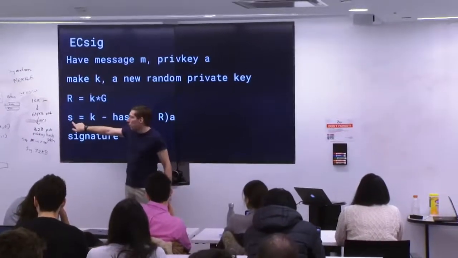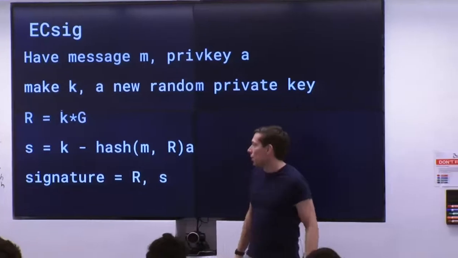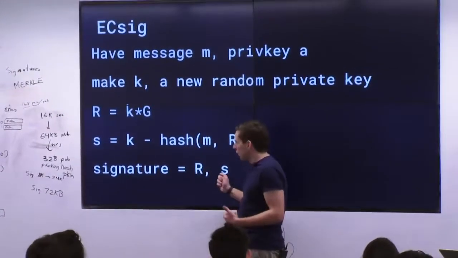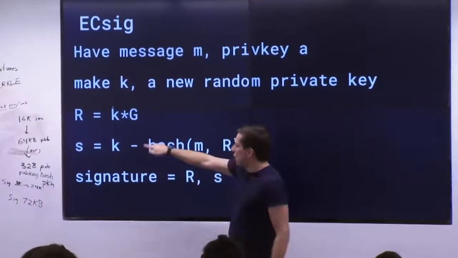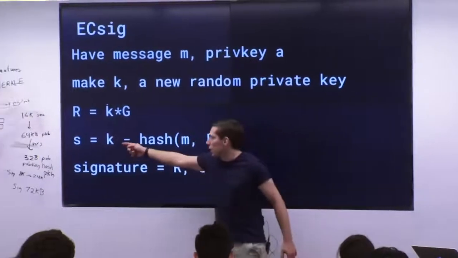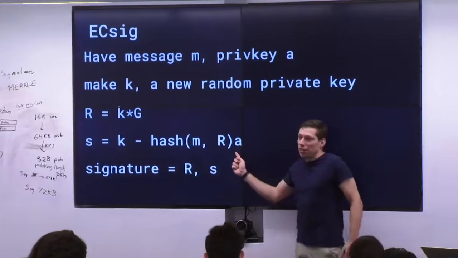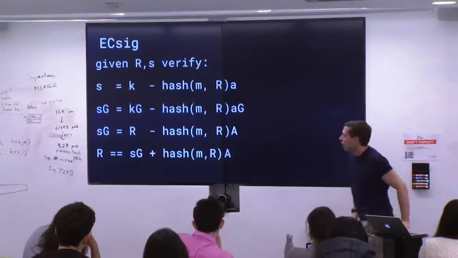Multiply this side by G, then you also have to multiply the other side by G, right? So I'm, as the verifier, I've got R, I've got S. I multiply S by G, and now I have to multiply this side by G. And what'll that look like? Well, what's K times G? R. What's little a times G? Big A.